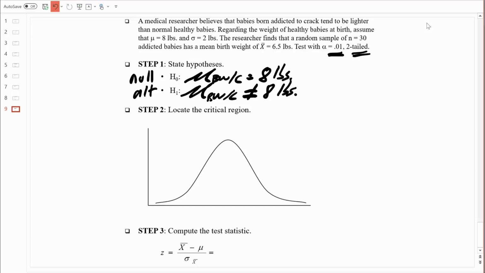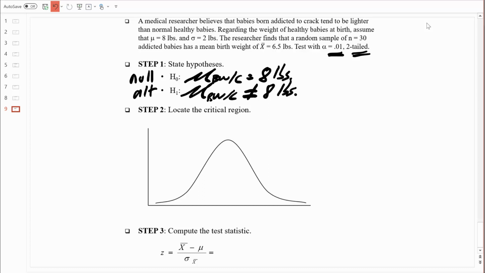So I'd ask myself, is it possible that these babies born addicted are lighter than normal healthy babies? Yes, that's possible. Is it possible that these babies born addicted are heavier than normal healthy babies? Yeah, theoretically that's possible. Well, if both those results are possible, I should probably be doing a two-tailed test. And that's why we're doing a two-tailed test. So let's move on to step number 2.